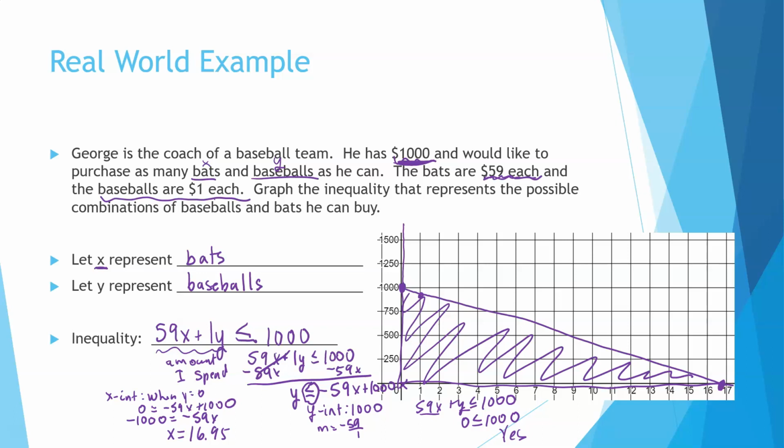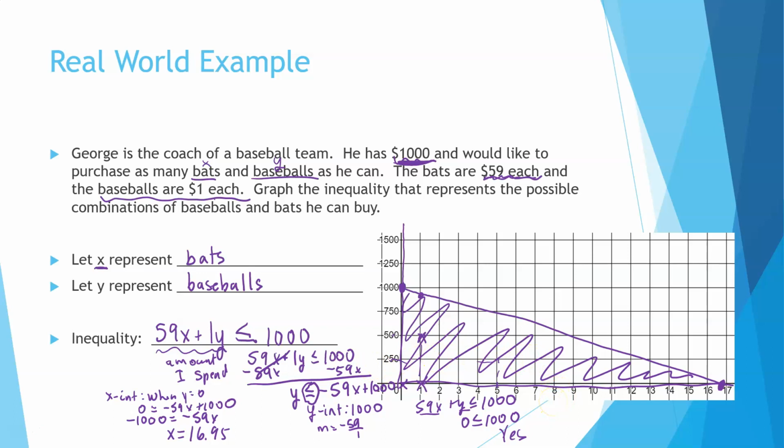Okay, so that's what the picture looks like. Now, having said that, what this means is that any combination of baseballs and bats in that shaded area or on the line, since it's a solid line, would work. Meaning, I could buy 1 bat and 500 baseballs, right? I could buy 5 bats and 250 baseballs. If you're asked something like that and you can quickly and easily see it in the graph, just find it. 7 bats and 250 baseballs, absolutely.